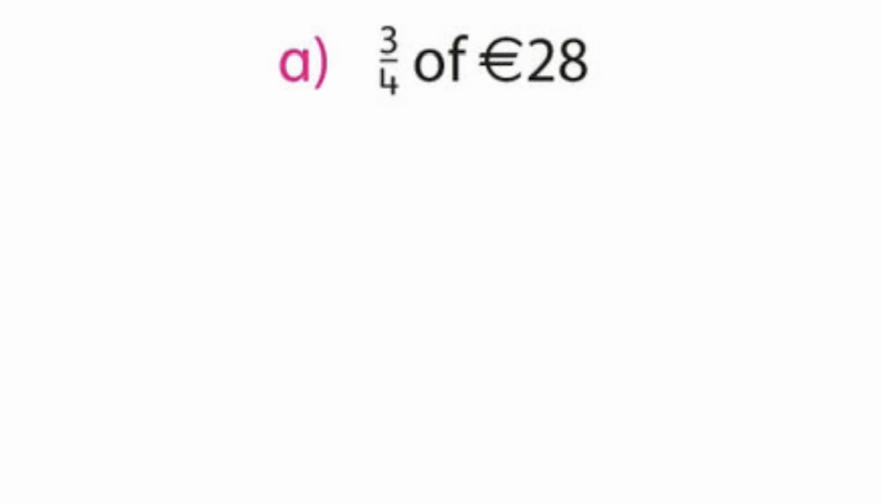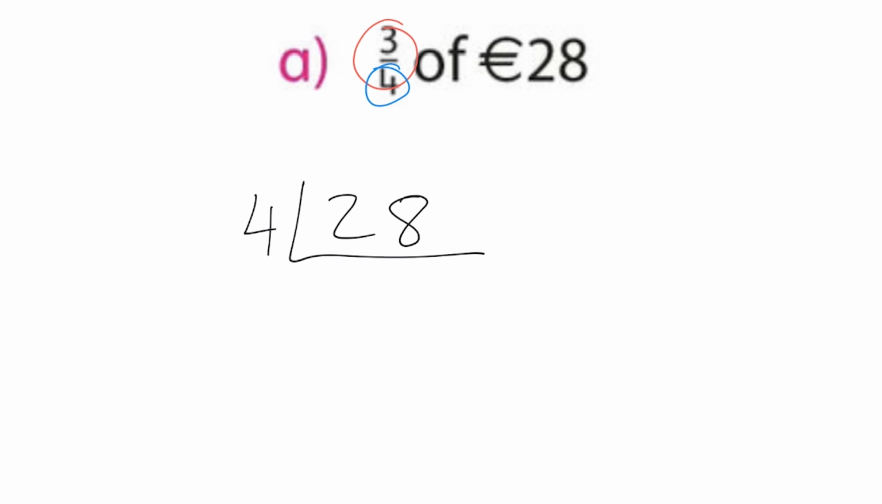But what happens if we're looking for more than just one? So if it's not 1/4 or 1/5 or 1/2, what if it's more than that? Like in this case here, we have 3/4. Okay, what do we do in this case? Well, we still do the same thing we did in the last question, and we divide by our denominator. That's still step 1. So the first thing we do is we divide 4 into 28, and that's going to give us 7. So that 7 is going to actually be 1/4. Okay, so that's our answer there for 1/4, but that's not what we're looking for.